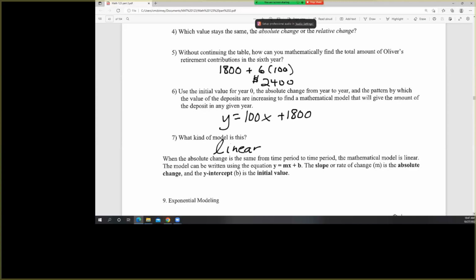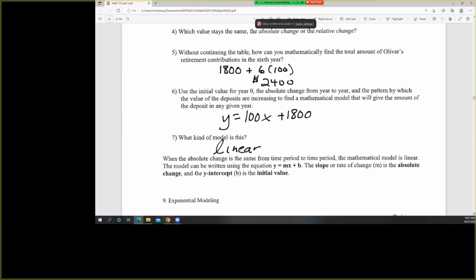So if the absolute change is the same, then it is linear. Okay, so if that stays the same, it's linear. And then that absolute change is the slope. And of course, the starting point is the B. So that part kind of ties into what we did previously. But now on the next page, we're going to look at something different.